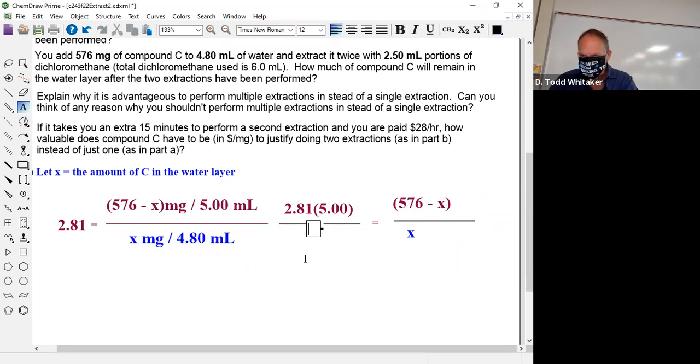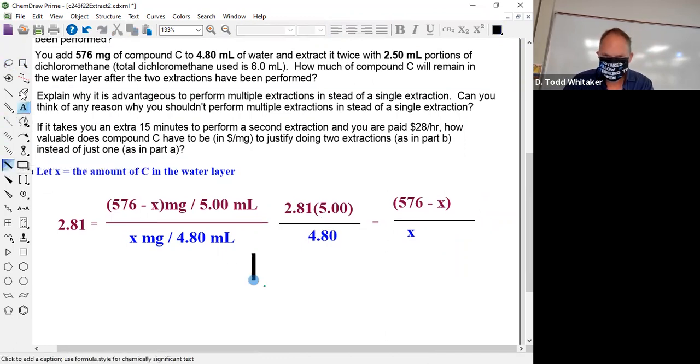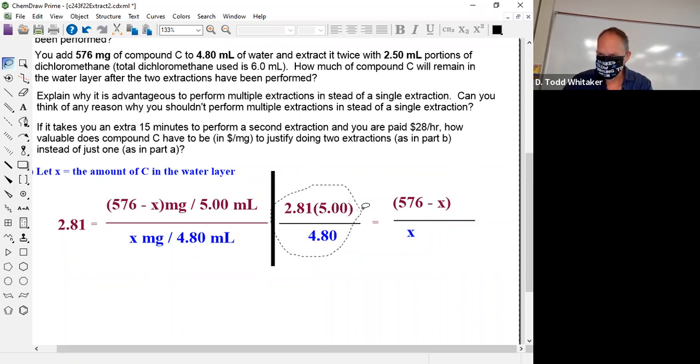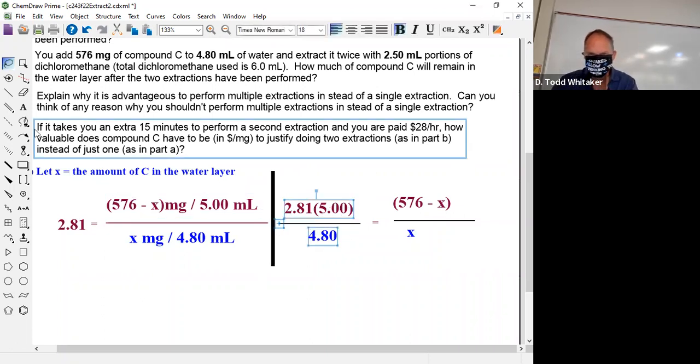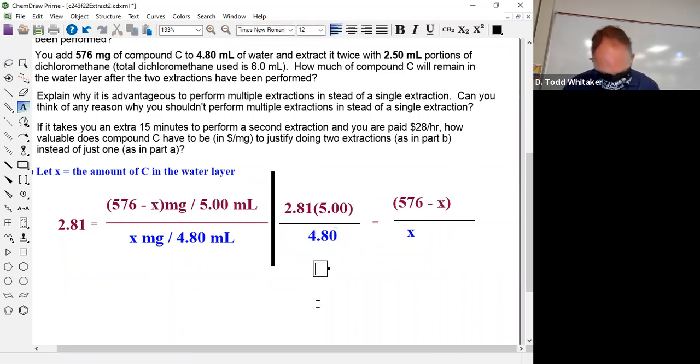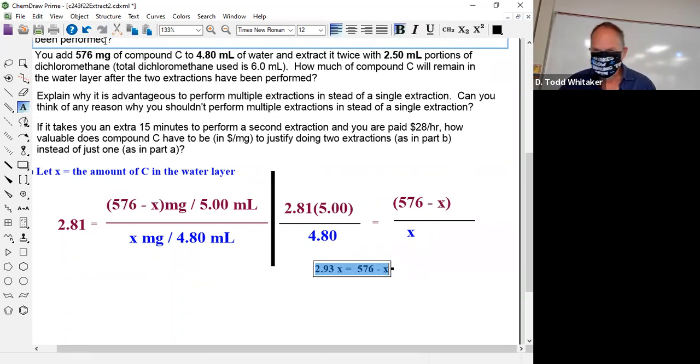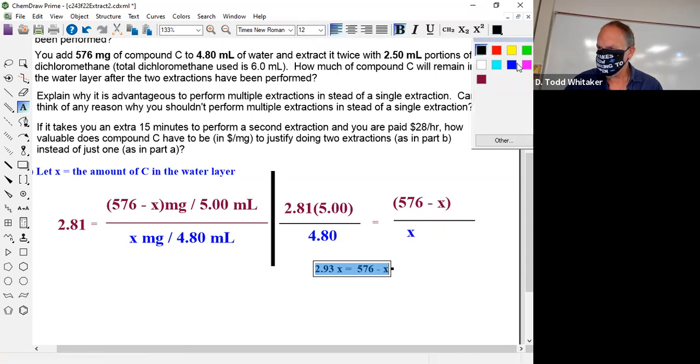is right there. Somebody please do the math on the left side of this equation here. I will put a big divider here so you know this is a new ball game here. Please give me the number that represents this. It will be a little higher than 2.81, not much though. 2.93 x. I did a couple things. Equals 576 minus x. Correct? Got smaller. Got pinker.